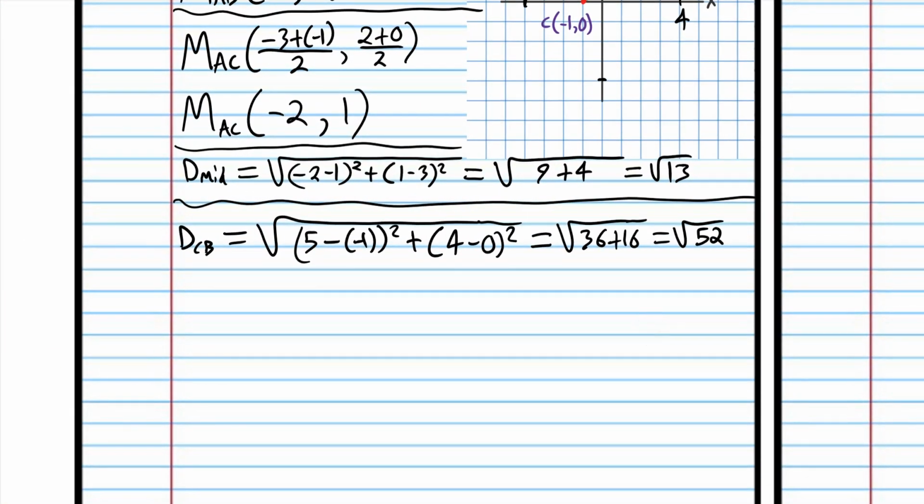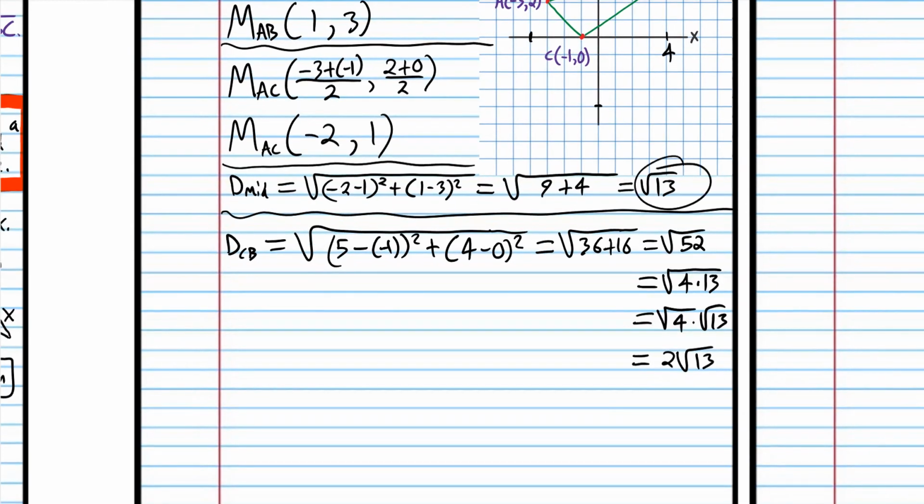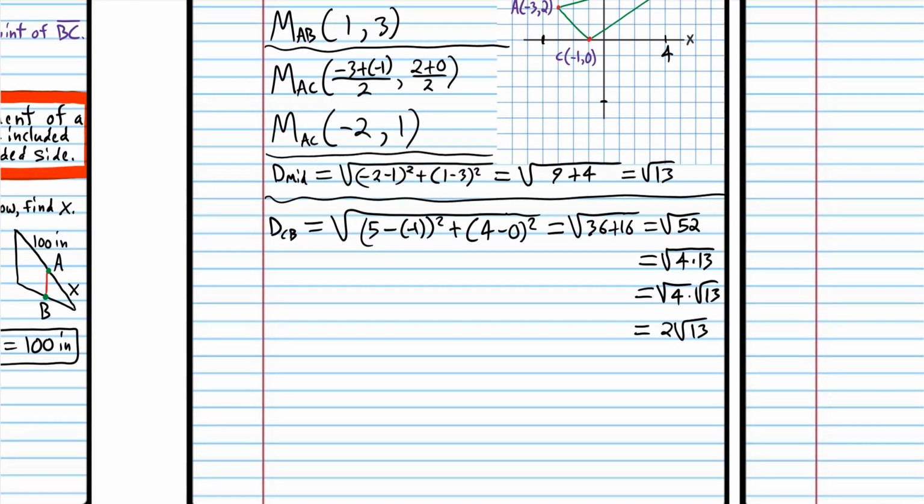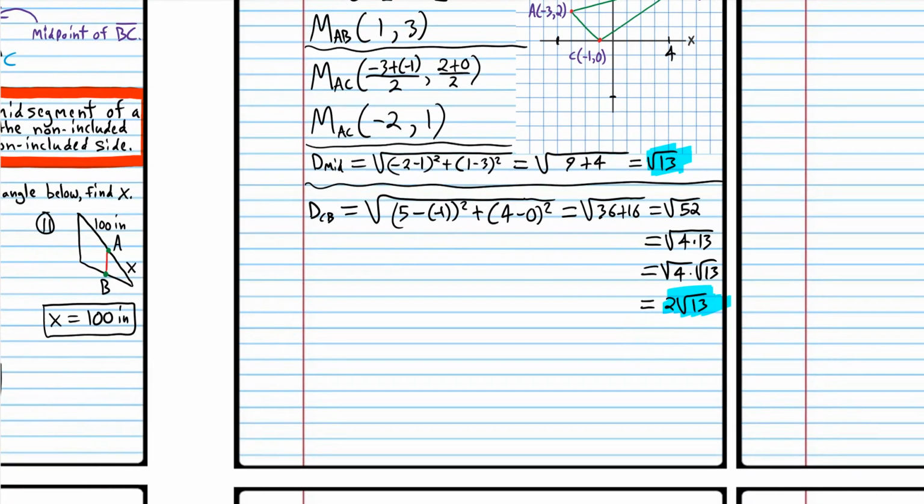Now this is where it's going to take a little doing here. We're going to have to factor 52. If you use your calculator, you divide it by 4, you find 4 goes into it, so it becomes 4 times 13. And then we can use our basic root properties that we learned in the previous course, beginning algebra, and we get 2 root 13. So you can see it's exactly double the length of the midsegment, and that proves that the midsegment theorem holds, or at least that part of it.